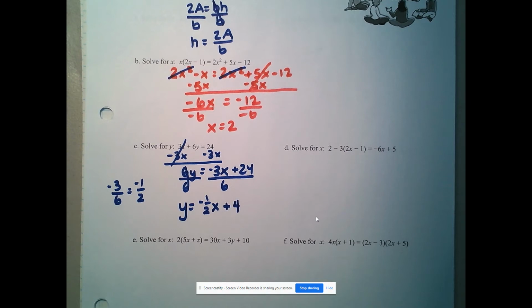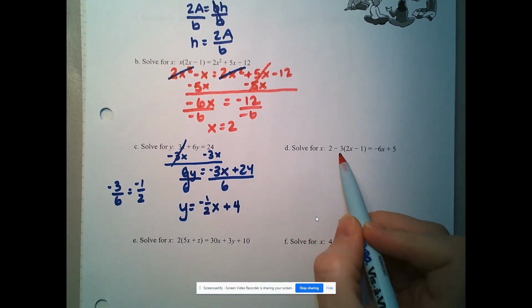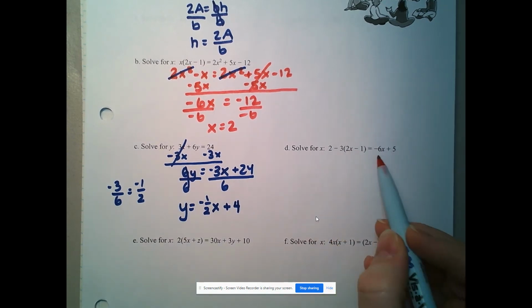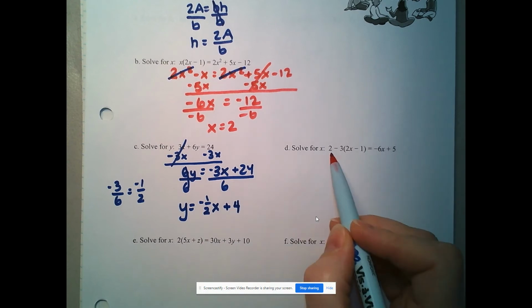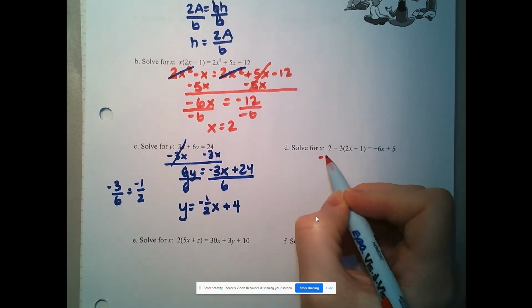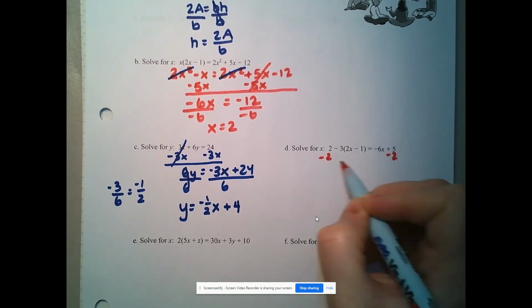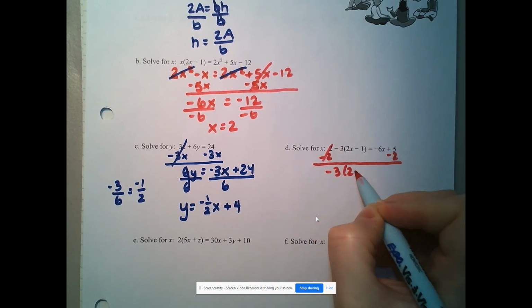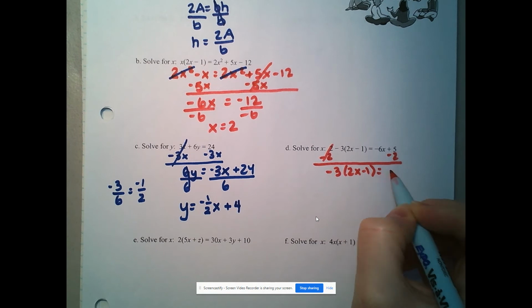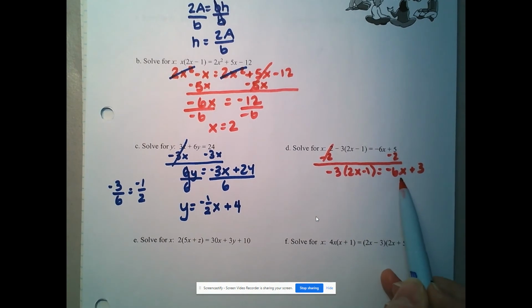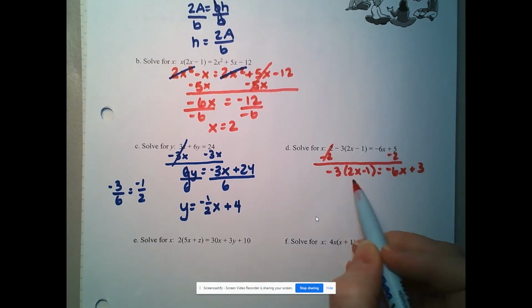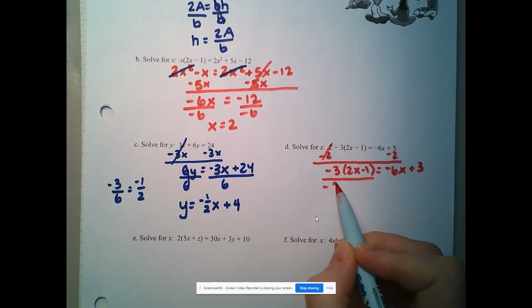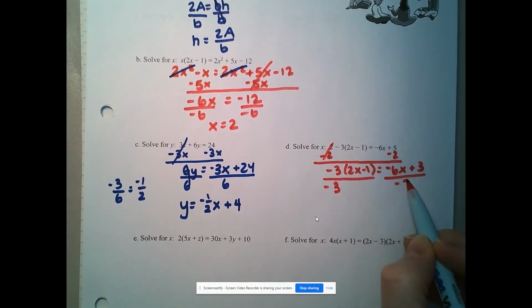On the right, 2 minus 3 distributed equals negative 6x plus 5. I'm going to get rid of that 2 first so that I can then make a best choice about what to do with that negative 3. Because it is possible to distribute, but as I'm noticing over here on the right, I've got a negative 6 and I've got a 3, which are both divisible by 3. So I'm going to divide the whole left side by negative 3, divide the whole right side by negative 3.